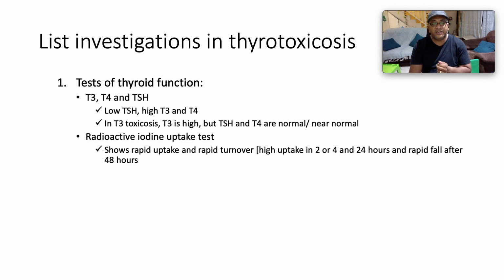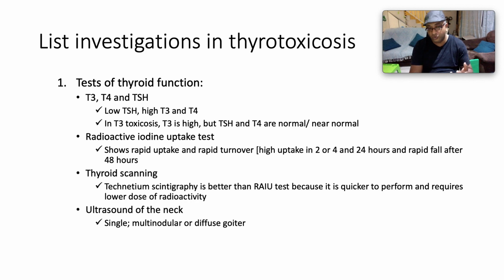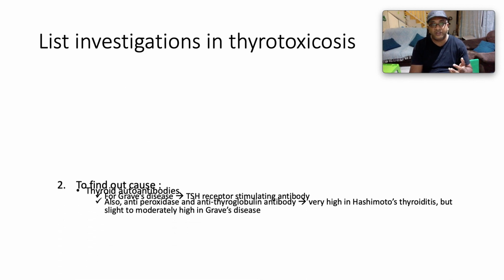Then you can do a radioactive iodine uptake test, which demonstrates rapid uptake and rapid turnover. High uptake in about 4 and 24 hours and rapid fall after 48 hours. You can do thyroid scanning. Remember, technetium scintigraphy is better than the radioactive iodine test because it is quicker to perform and it requires a lower dose of radioactivity. And ultrasound of the neck, which can show you single, multinodular, or diffuse goiter, right?